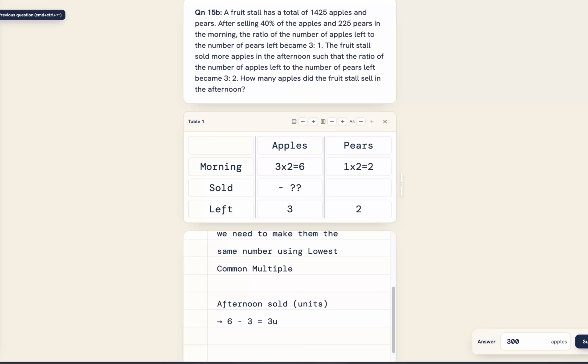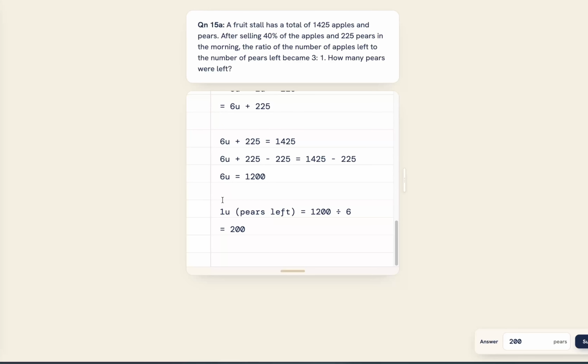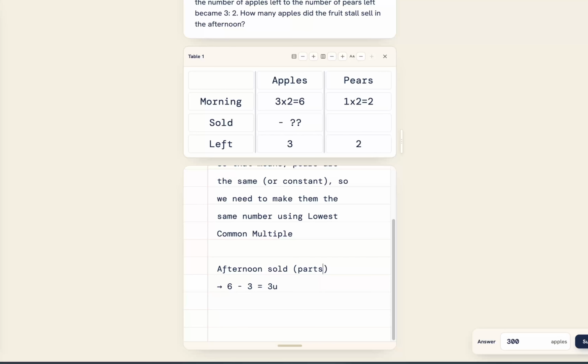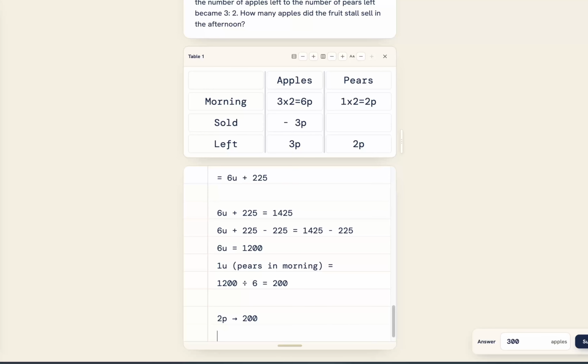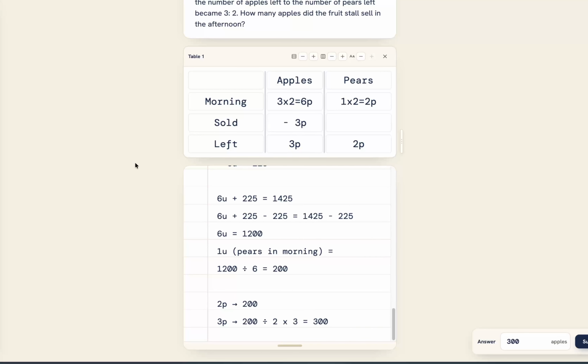So in the previous question, we were able to get the number of units we have over here. Let me call them parts instead so we don't get confused. We know that pears left in the morning is equal to 1 unit, which is 200. That means 2 parts will be equal to 200. So how much was sold? Basically 3 parts. So we sold 3 parts, which is 200 times 3, which will be 300 apples. So there you go, the answer is 300 apples.